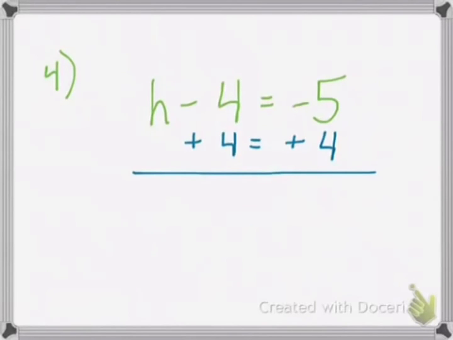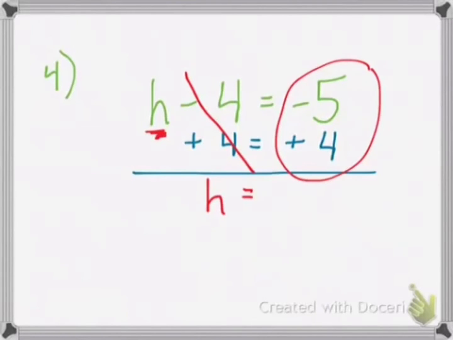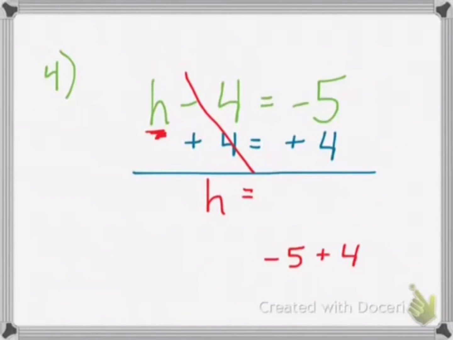And if I look on my left side, this -4 plus 4, I know cancels out, because any number plus its opposite will equal 0, so I can cancel those out. I bring down what's left, which is just my h, bring down my equal sign. Then I have to do what's on my right side. And if you need to write it horizontally to help you see it better, -5 plus 4. If I'm adding integers and my signs are different, remember I can just subtract. 5 minus 4 I know is equal to 1. And then since 5 has the greater absolute value, there's more negatives, it's going to be -1. So h equals -1.